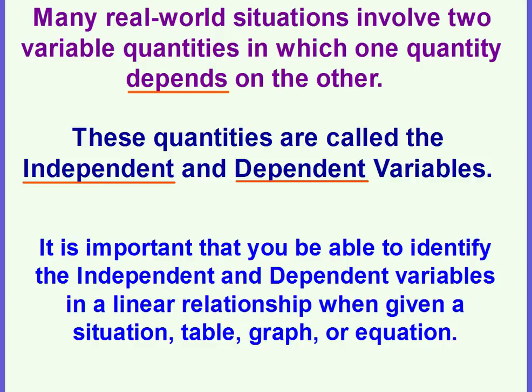Many real-world situations involve two variable quantities in which one quantity depends on the other. These quantities are called independent and dependent variables. It is important that you be able to identify the independent and dependent variables in a linear relationship when given a situation, a table, a graph, or an equation.